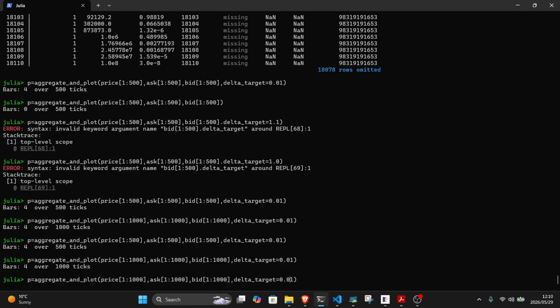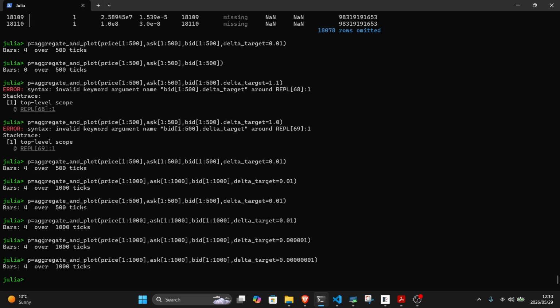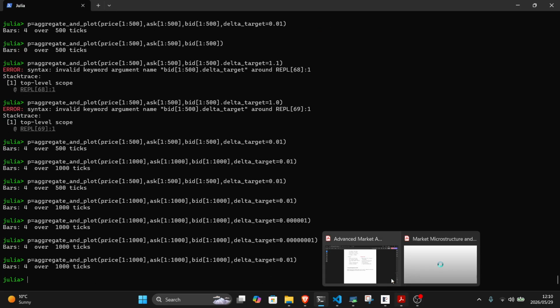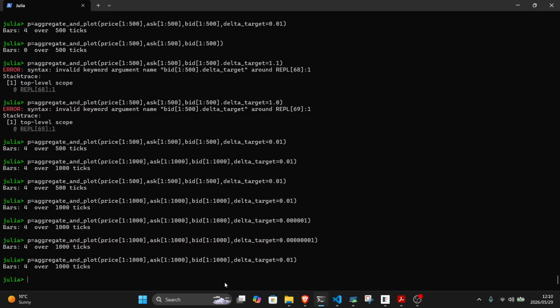Now let me see if changing it is going to adjust the bar distribution in any meaningful way. Because essentially when you look at one of the disadvantages, parameter sensitivity, right? But let's look at what we ran.